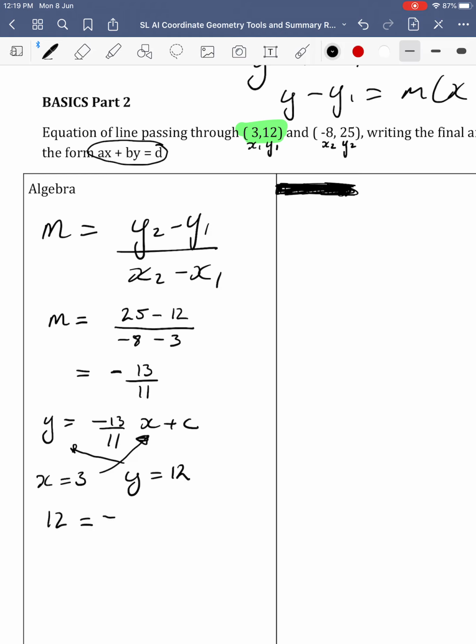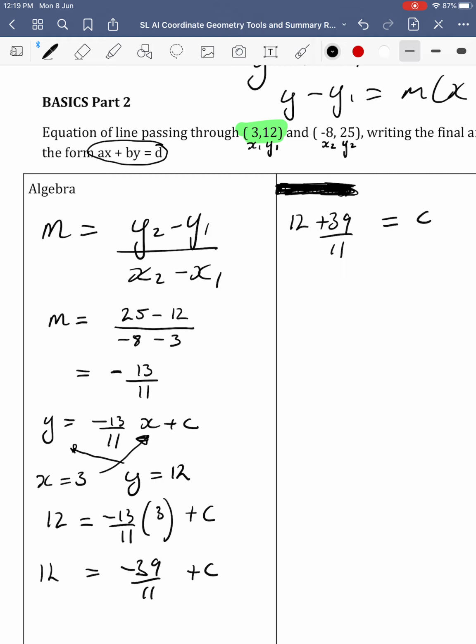So 12 equals negative 13 elevenths times x plus c. 12 equals negative 39 elevenths plus c. So therefore 12 plus 39 elevenths equals c. And then it's absolutely fine here to grab your calculator. I mean, you can try and do this in your head, okay? But I'm just showing you how long it takes on the calculator. So I'm getting my calculator out on my laptop, or you can get out your calculator and do it by hand, basically. And the final answer, we're going to have as an improper fraction, which would be easier.